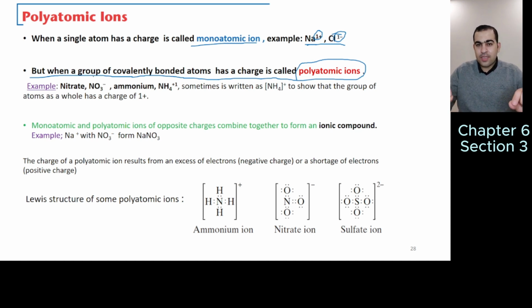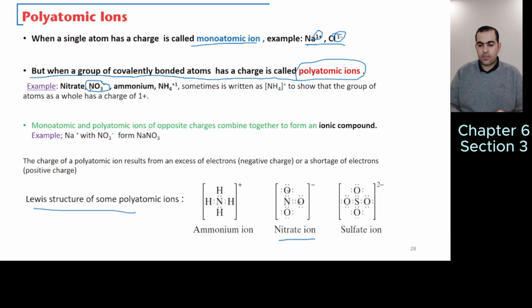Covalently means the atoms in the group must be what? Must be nonmetals. And they must have a charge. Example, NO3: nitrogen is a nonmetal and three oxygens. They have shared electrons with each other. This is the Lewis structure of a polyatomic ion. Nitrate. This is nitrate, a polyatomic ion.